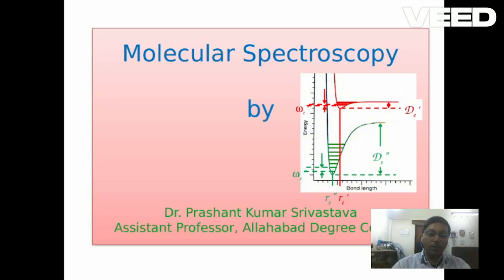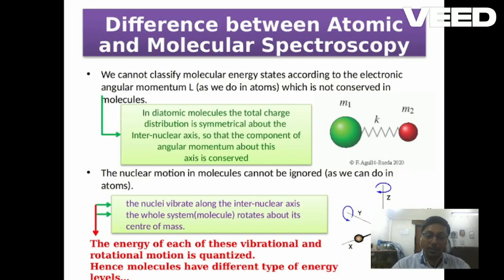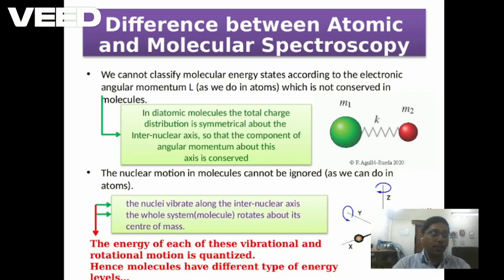Today we are going to learn about the Born-Oppenheimer Approximation. So the first thing which we have to understand is what are the differences between atomic and molecular spectroscopy. As we know, in the case of atoms, the angular momentum is conserved, and so we can classify the atomic energy states according to the electronic angular momentum. However, in the case of molecules, this is not the case, and the angular momentum is not conserved in molecules.